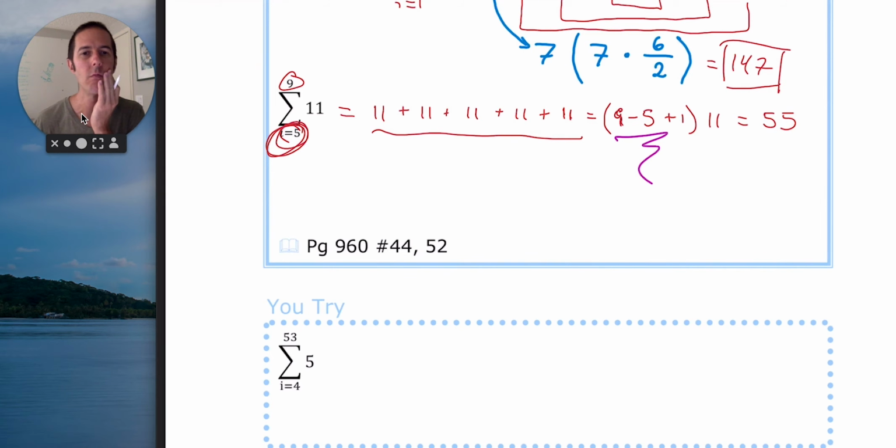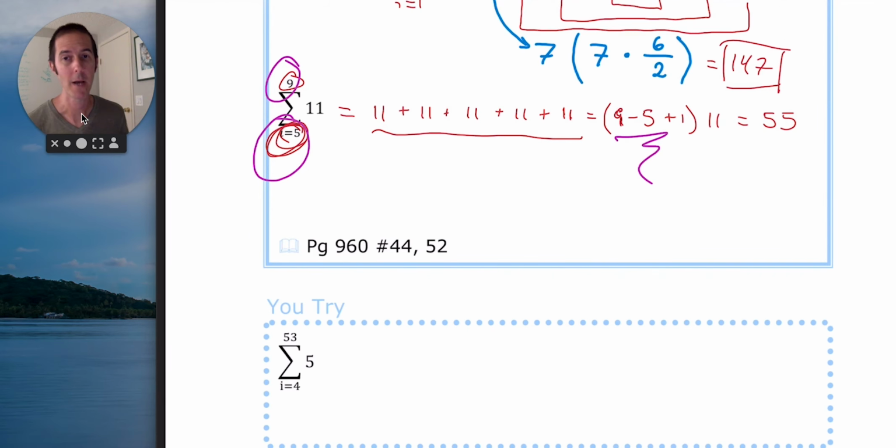Why 9 minus 5, why the plus 1? Is it always going to work that way? It is. When you're trying to figure out how many terms there are total, you can always do upper limit minus lower limit plus 1. Are you ready to write this down? Number of terms equals upper limit minus lower limit plus 1.